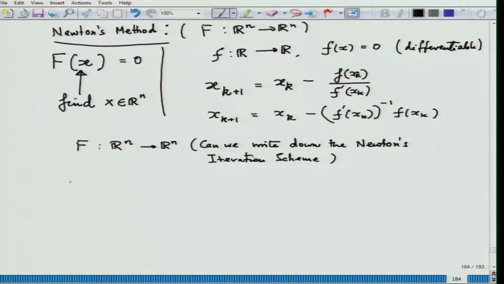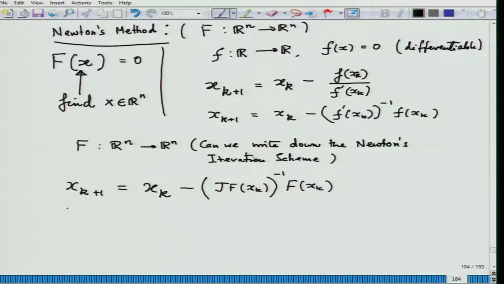Now, here you can use your intuition. Of course, I would leave you to mathematically, rigorously write down the scheme, but let us just use the intuition for fun. Now, for this the derivative is nothing but a Jacobian mapping, and we assume that there is an inverse, and then f of x k. But who told me that the Jacobian would have an inverse? That is the whole question.